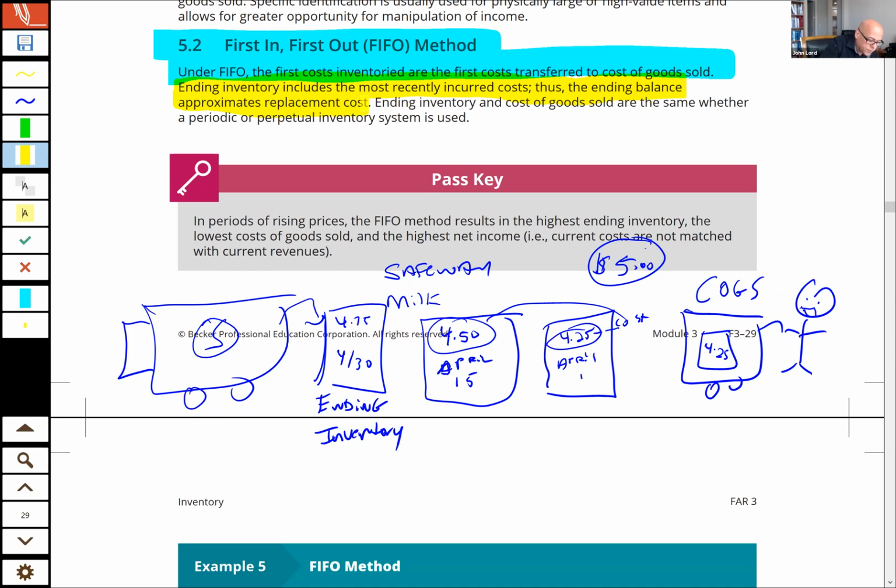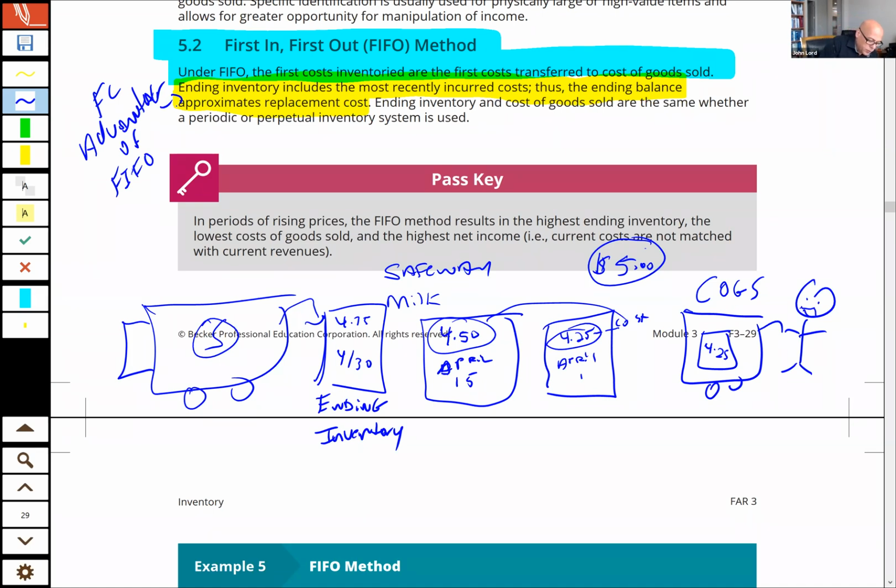Okay. So flashcard that yellow, flashcard it as an advantage of FIFO. That's an advantage of FIFO.